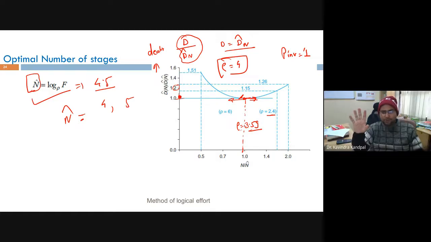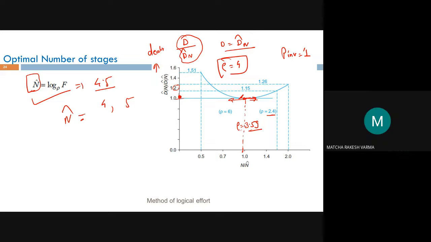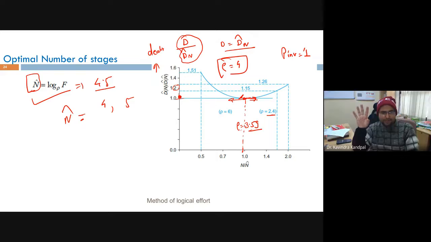When you were not knowing that n cap is supposed to be log 4 base F, what did you do? You did it randomly for how many cases? For n equal to 1, n equal to 2, n equal to 3, n equal to 4, n equal to 5. You did it for 5 cases. Yes, sir. Now, when it is coming as 4.5, you are supposed to check for both the cases.